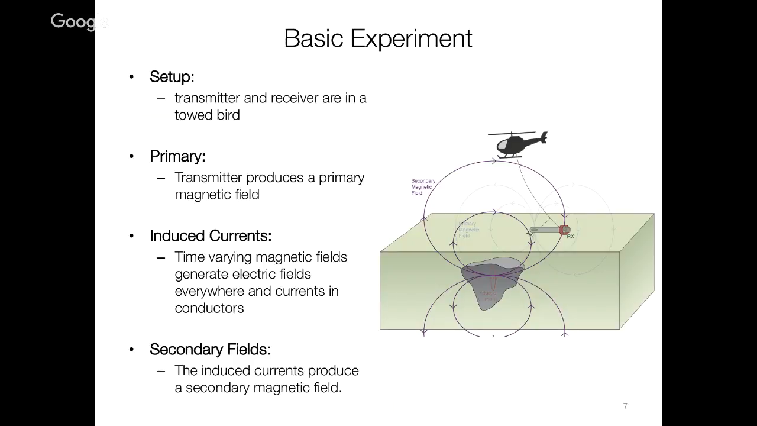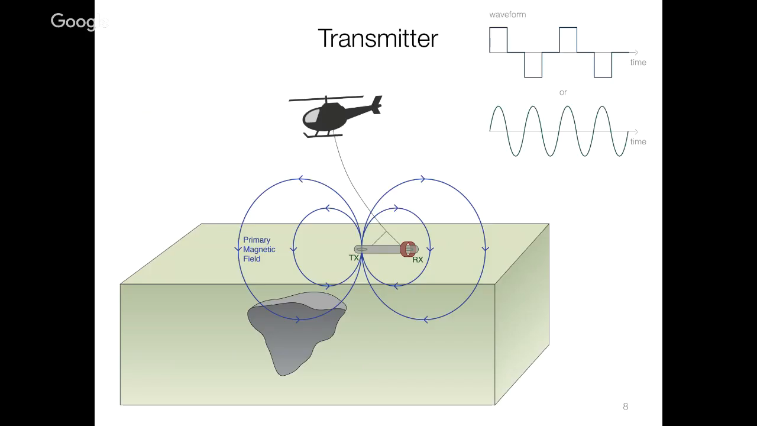So what I now want to do is go through these steps in a very simple fashion and see how it works. Let's look first at the transmitter. The transmitter is just a loop of wire, and it's got a current that goes in, and we can have different waveforms in the current. It could be something that looks like this, or it might be on for a while and you turn it off and then on in the other polarity. So it might look like that, or it could just be harmonic.